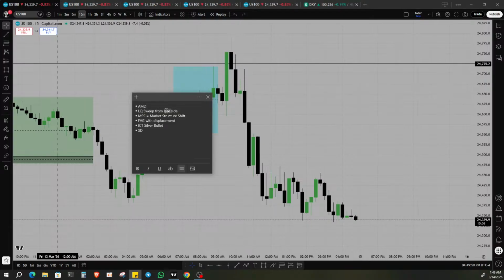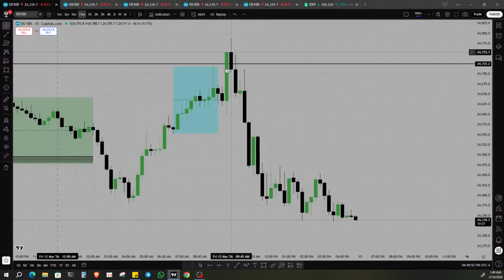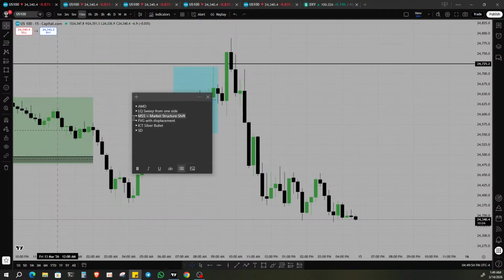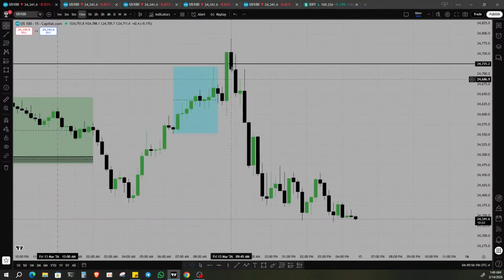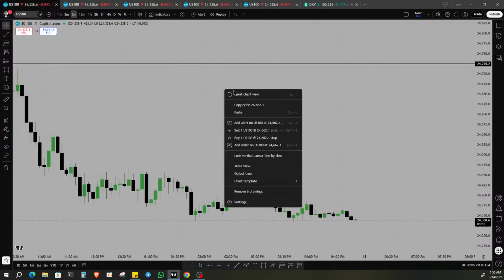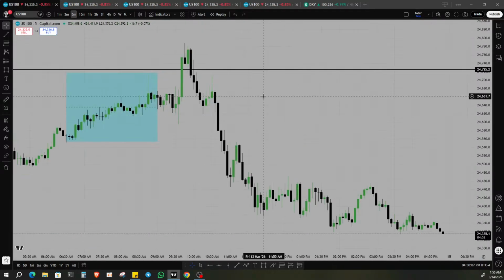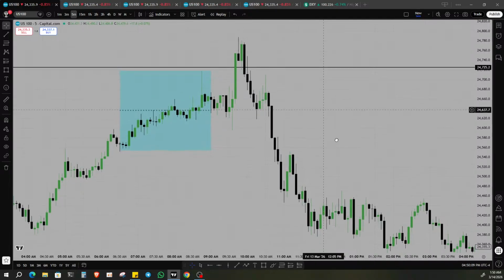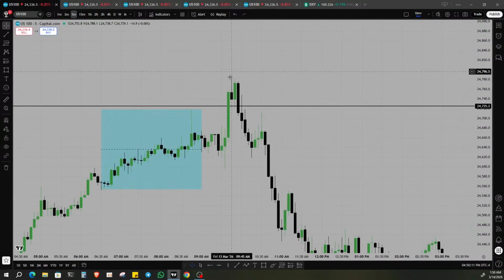Then liquidity sweep from one side. What happened here? One side liquidity sweep, market structure shift. This was the market structure shift, closing here. Take a look from 10 a.m. You can go on the 5-minute chart for the confirmation. I'll show you here. We are going to find market structure shift, and there was this order block here as well.